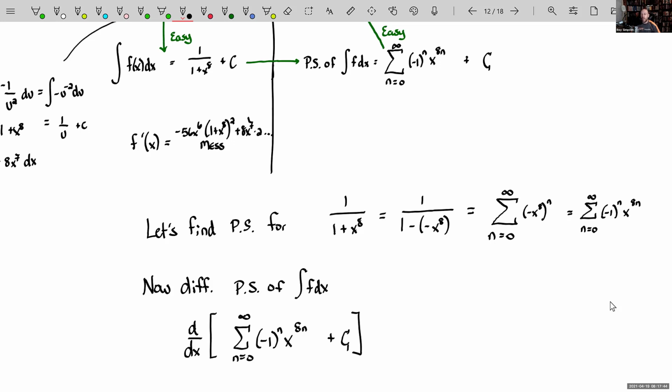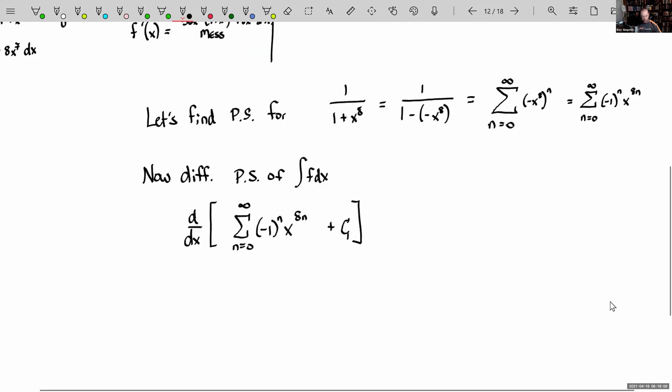Do we have to worry about reindexing when we take the derivative, or do we only have to worry about reindexing when we take the derivative of a power series? Yeah, you only have to worry about reindexing when you take the derivative.